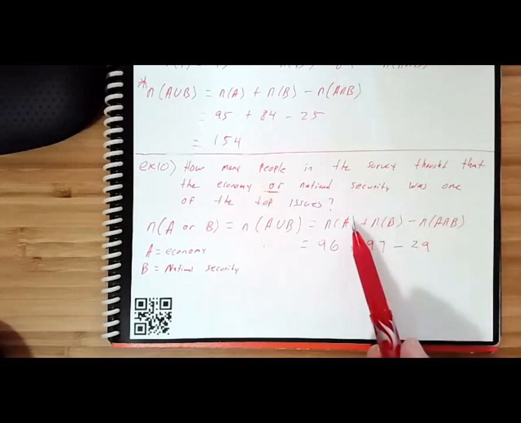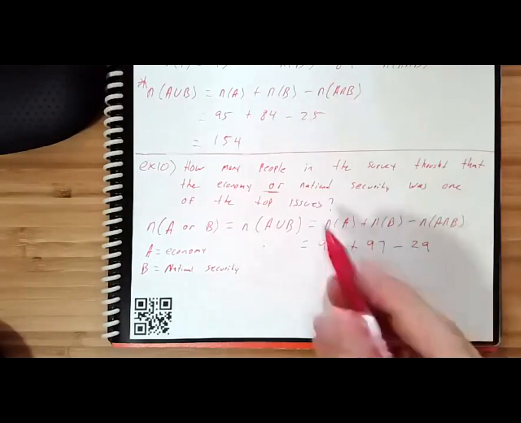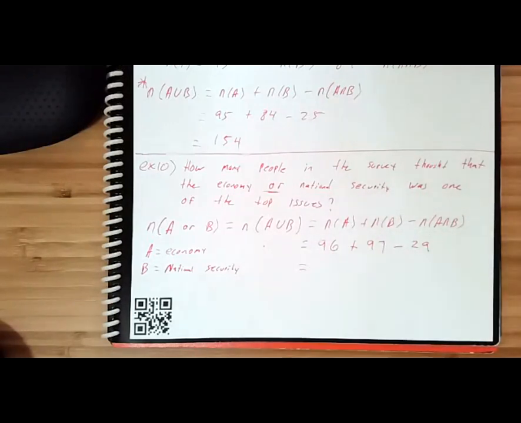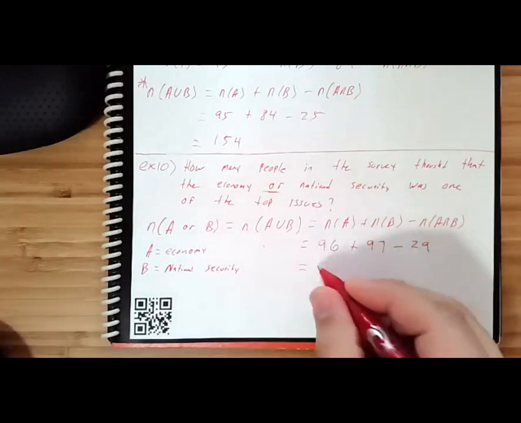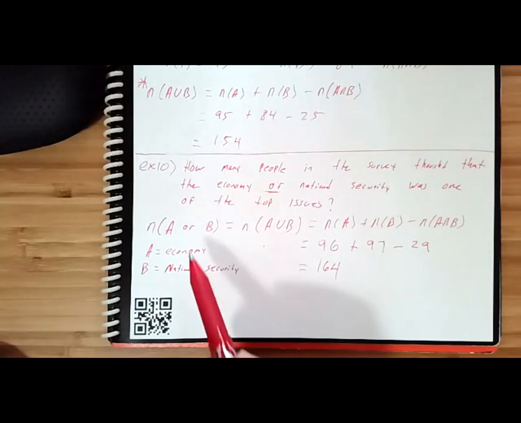So the number of people who said economy was important, number of people who said national security was important, number who said both were important, the intersection. So what is that going to be? 164. That's it. So we're just using that formula again, just to make sure you're able to identify what is what. So labeling it yourself is probably a good idea.